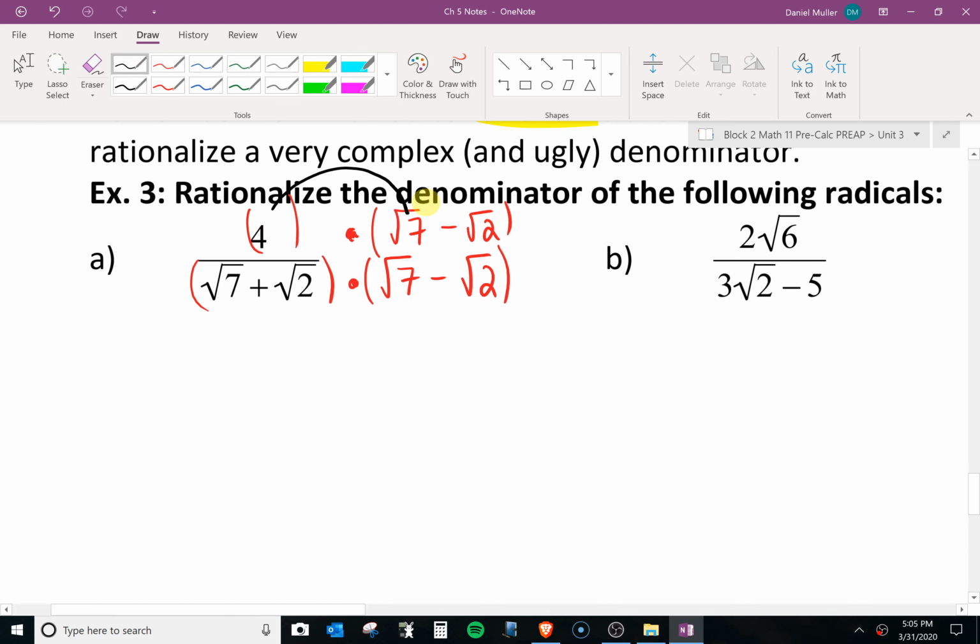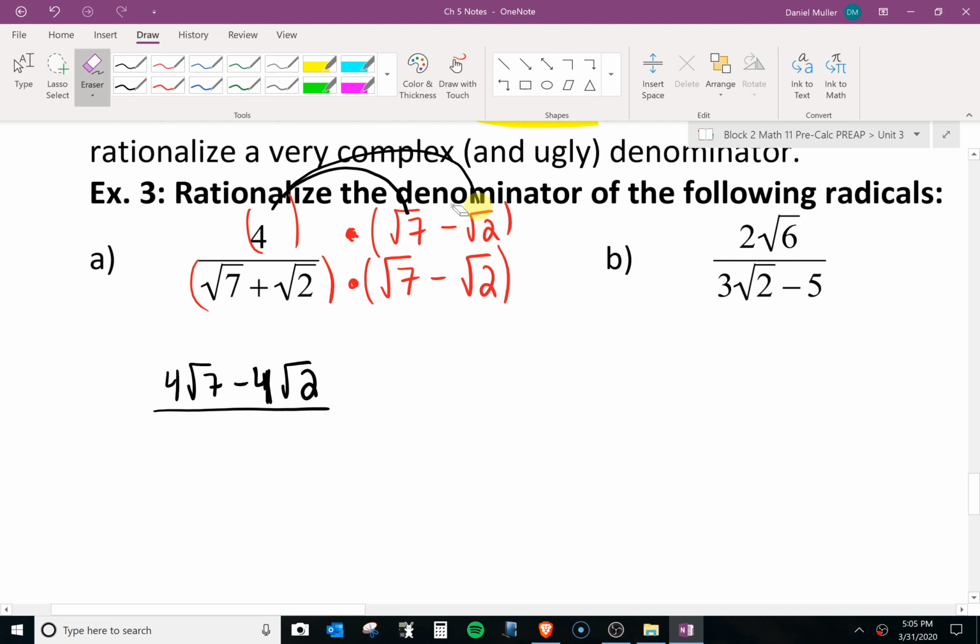So let's do the top first. 4 times root 7. Well, 4 is an outside number, and root 7 is an inside number, so I can't do anything except combine them side by side like that. And then I can do the next one. I've got 4 and negative root 2. Again, a 4 on the outside and a root 2 on the inside. I wrote positive, but it's actually going to be negative. So 4 root 7 minus 4 root 2.